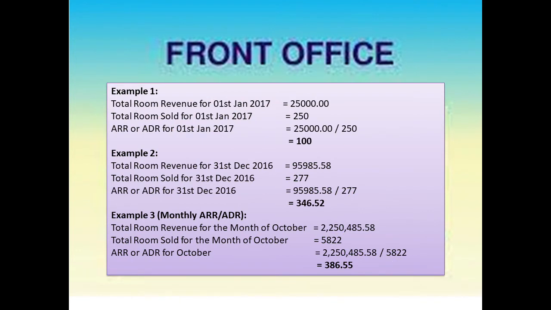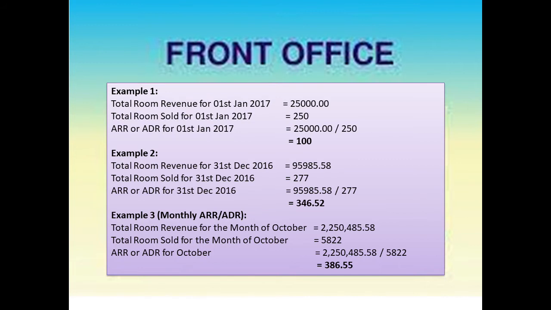Okay, for our example number 1, the total room revenue for the 1st of January 2017 is equal to 25,000. The total rooms sold for the 1st of January 2017 is equal to 250. So the ARR or ADR for the 1st of January 2017 is equal to 25,000 over 250 equals 100.